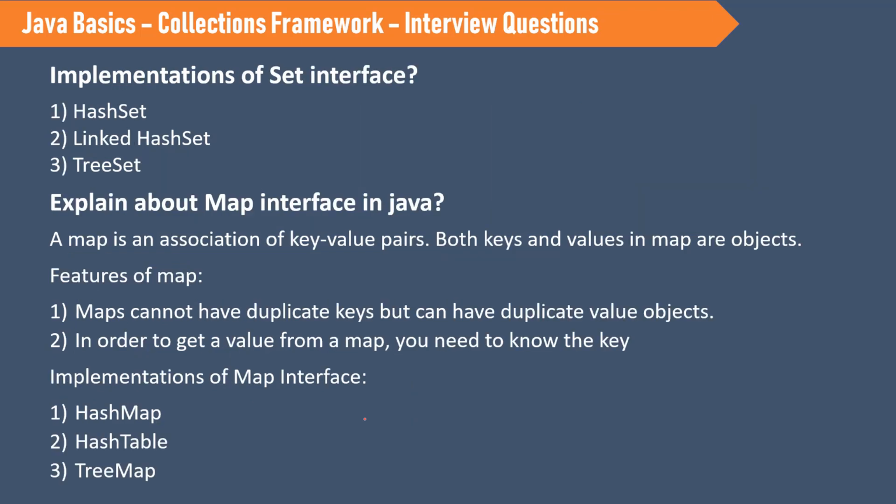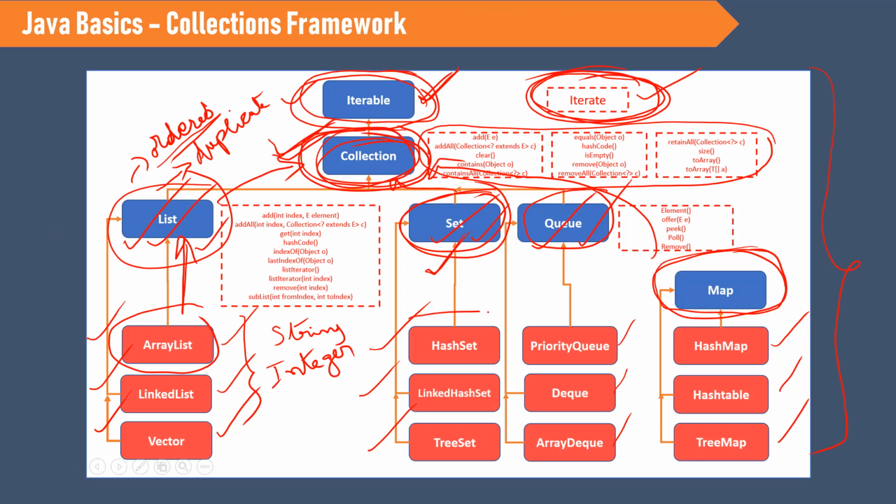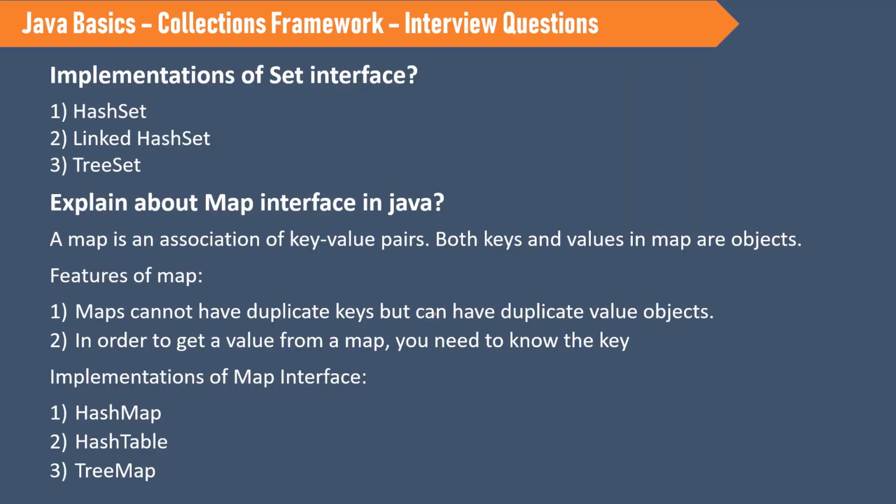Explain the implementations of set interface. So these are some of the implementations of set interface: HashSet, LinkedHashSet, and TreeSet.